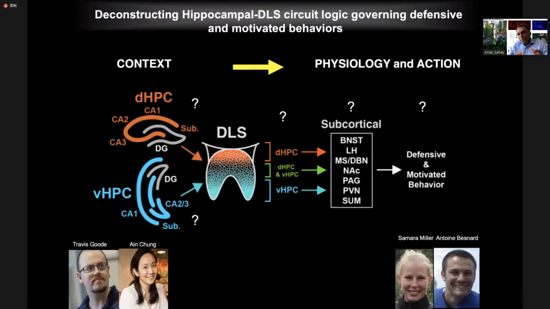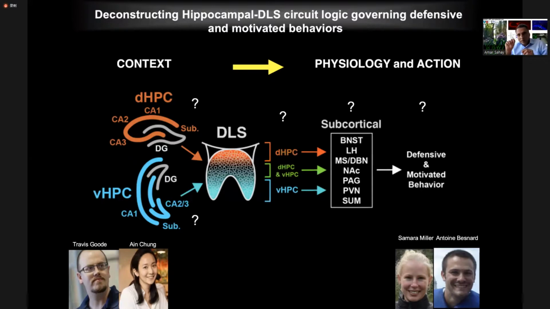Using many of the approaches that I've shown you, calcium imaging and in vivo physiology, we hope to generate a blueprint for how computations performed in the dorsal hippocampus or ventral hippocampus are relayed through distinct subpopulations of somatostatin cells, some of which might act as parallel channels segregating the flow of information from the hippocampus to subcortical targets, and some of them multiplexing information from dorsal and ventral hippocampus or different subregions within the dorsal hippocampus.